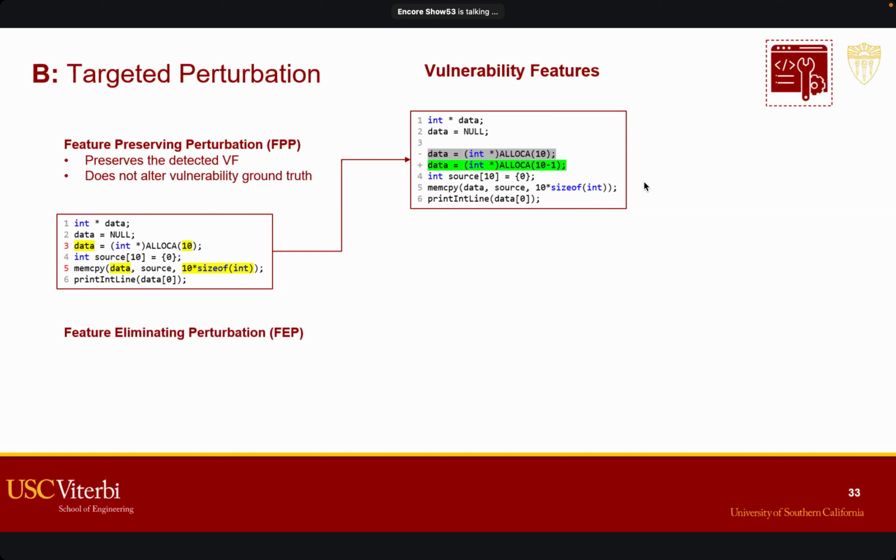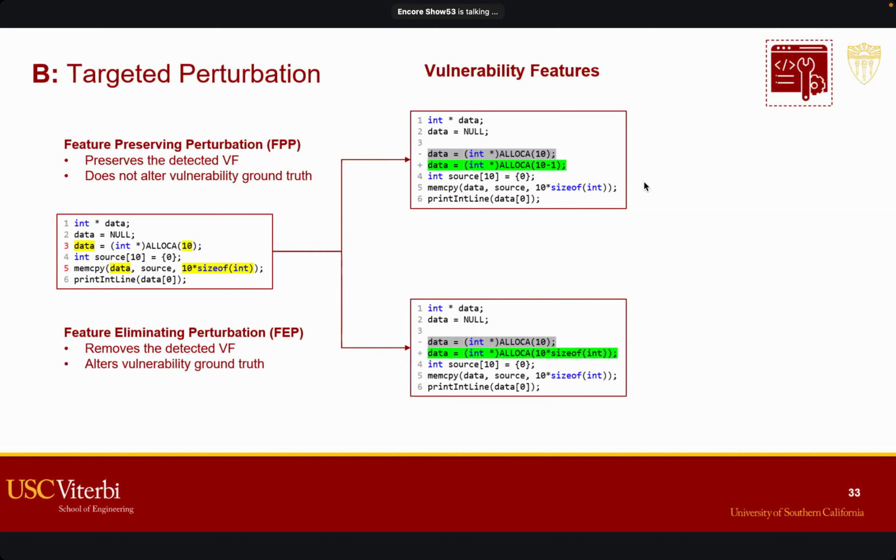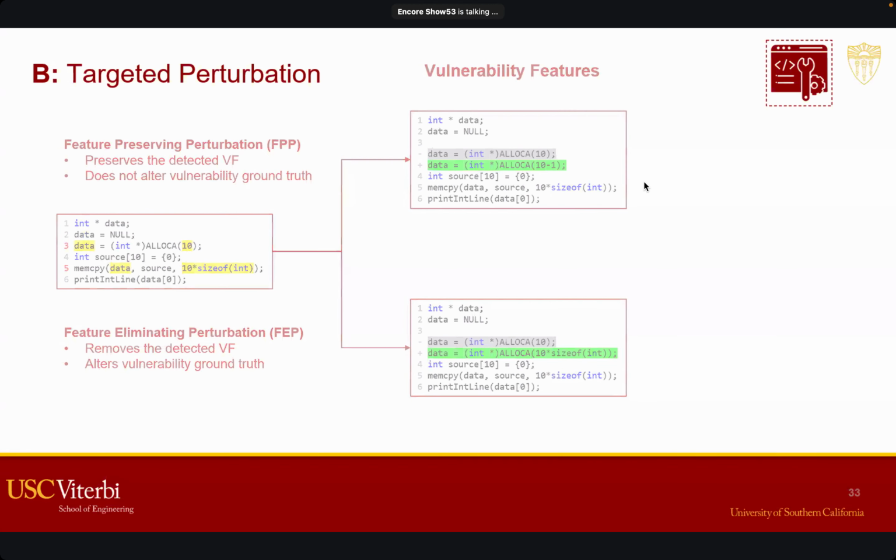The other one is the significant change we mentioned earlier, which is the feature eliminating perturbation, or FEP. And this one removes the detected vulnerability feature, and thereby it alters the vulnerability ground truth. So it looks something like this. As you can see, we're just changing the size of the buffer data to match the size that's being used in line 5, effectively fixing the vulnerability.